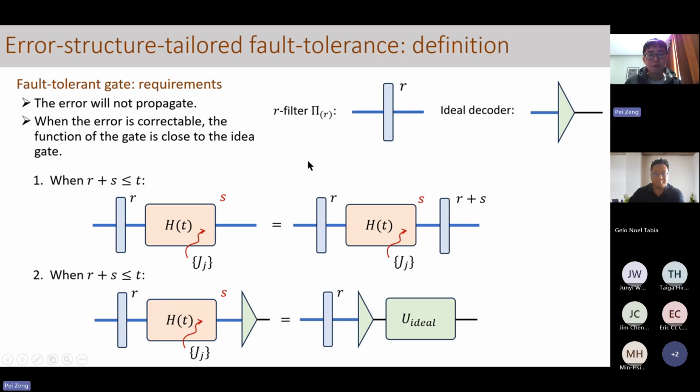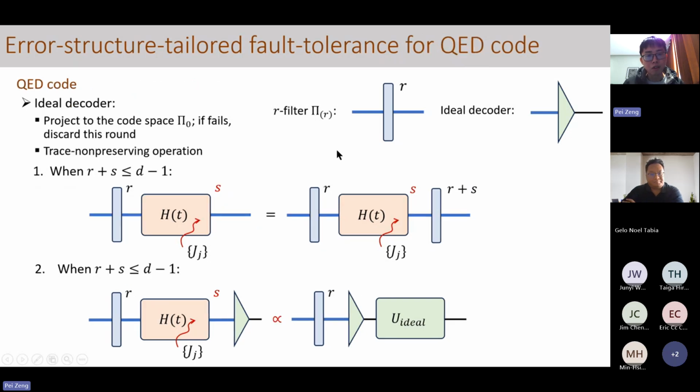Okay, now let's move on. Another thing I want to mention is the error structure tailored for fault tolerance for QED codes, quantum error detection codes, because we only provide examples for QED codes with fault tolerance. I will clarify later how we use QED to prepare some resource state, which can only be prepared with some probability. Later we inject it into the normal circuit. This spirit is very similar to magic state cultivation or distillation.